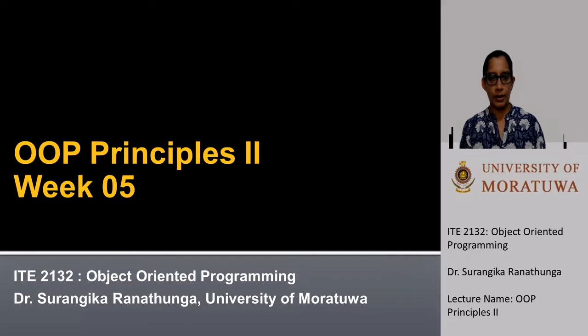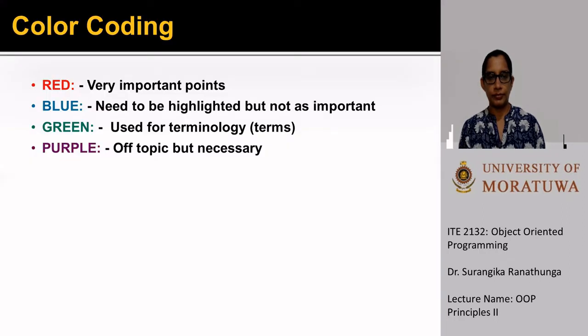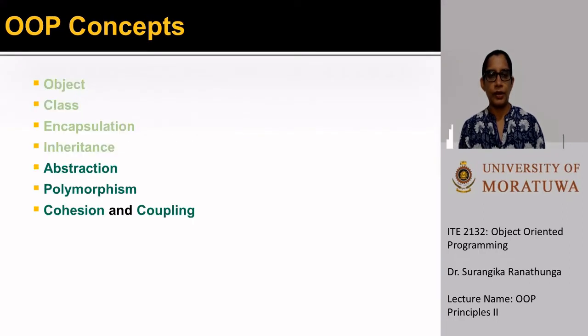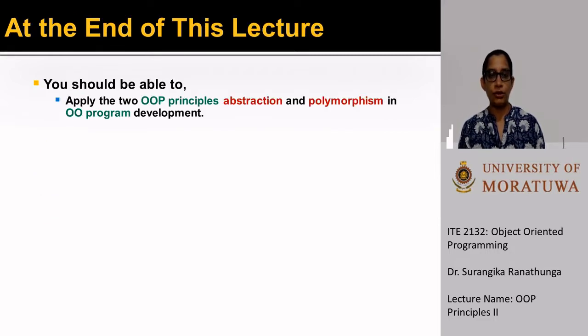Welcome back. In this lecture, we'll be looking at the next two OOP principles. So far we have been looking at the concept of objects and classes, and then we discussed the encapsulation and inheritance principles. So in this week, we will be looking at the other two principles, abstraction and polymorphism. So at the end of this lecture, you should be able to apply these two OOP principles in object-oriented program development.